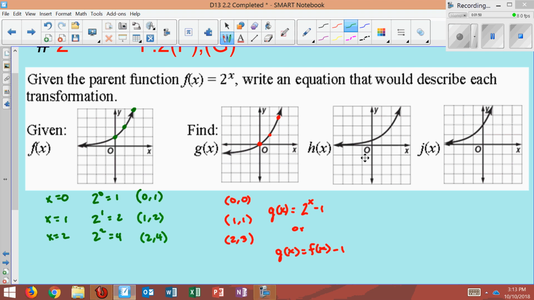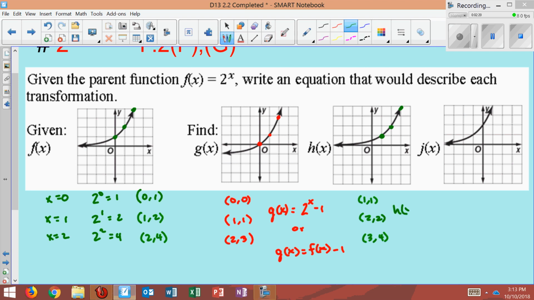H, I'm looking for those good points again. I see I have a good point here, here, and there. This first good point is at 1, comma 1. The next one is at 2, comma 2. And the final one is at 3, comma 4. As you look at this compared to the first set of points, you can see these have been shifted right 1. So this h of x is an equation that's been shifted right 1.